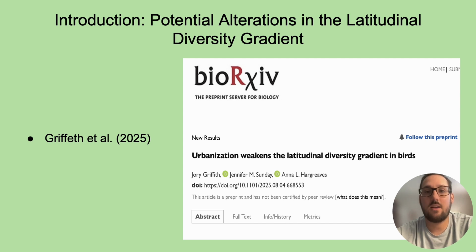Furthermore, they found that tropical cities lost the most species, likely due to the fact that tropical regions have many specialist species that are more susceptible to anthropogenic influence than generalist species. All in all, urbanization was found to disrupt the latitudinal diversity gradient in birds.